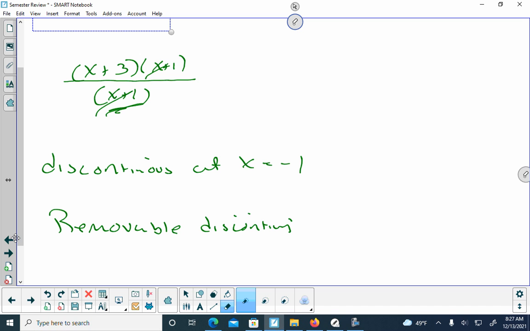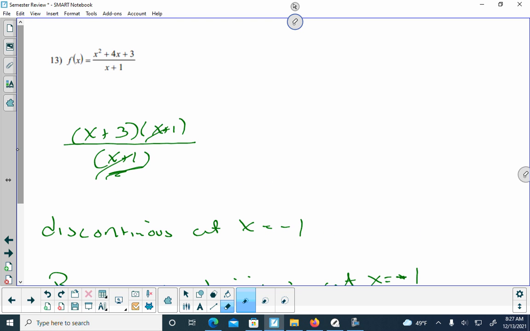And you can check this on your calculator. If I graph this whole function here, and I graph just y is equal to x plus 3, the graphs are going to be right on top of each other. The only time that you're going to see a difference is when you go to the table and you look at x is equal to -1. For this whole thing, it's going to say undefined. For x plus 3, it's going to tell you that it's equal to 2. So that's the only way you can find a removable discontinuity when you're looking at your graph, is to actually look at the table.